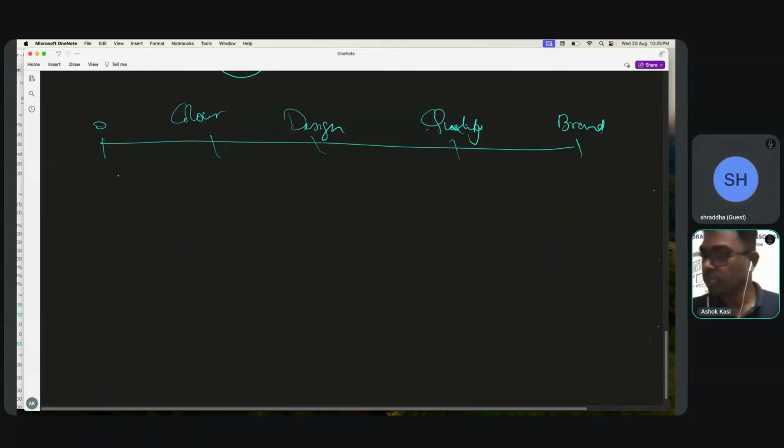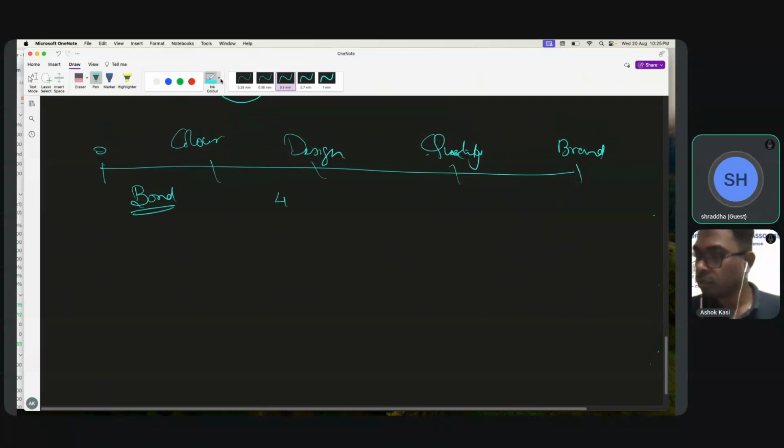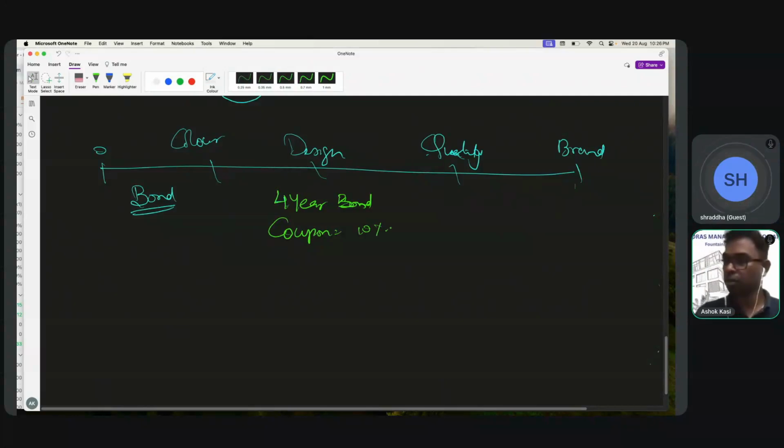Say, for example, there is a bond. Do you have an idea what a bond is? Okay. So bond means your company is borrowing money. In a simple way, your company is borrowing money. So let's say there is a 4-year bond. Coupon is equal to, coupon means interest only. I'm not getting into the concepts now, because concepts are easy. It is mathematics that people find challenging. So coupon means interest. This bond is giving you 10 percent.